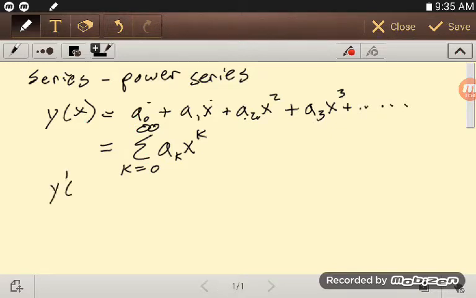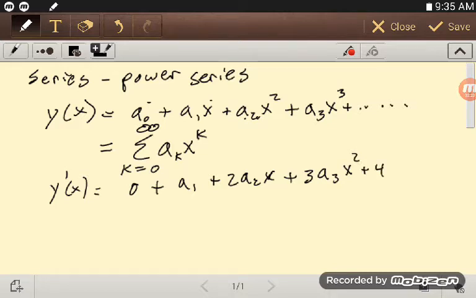Now the first thing we want to be able to do is take the derivative, so we need to know how to take derivatives. Well, if I look at that top part, I'll get a 0 because a0 is a constant, and then a1 plus 2a2x plus 3a3x squared plus 4a4x cubed.